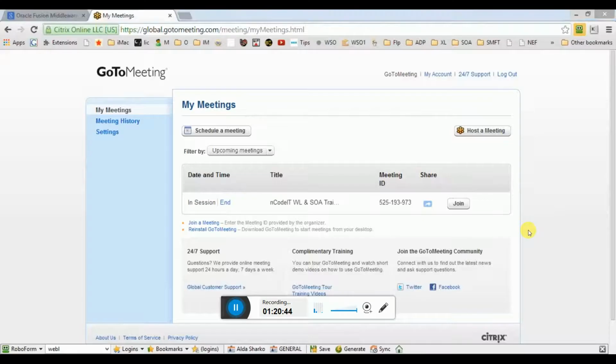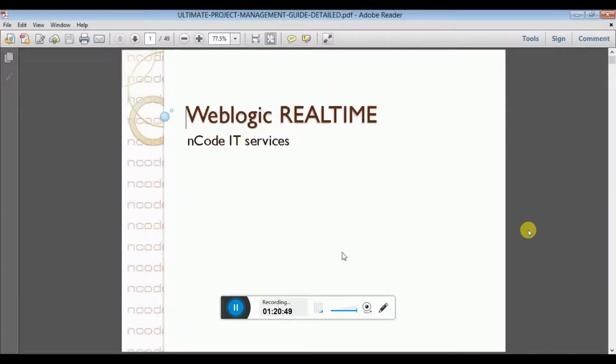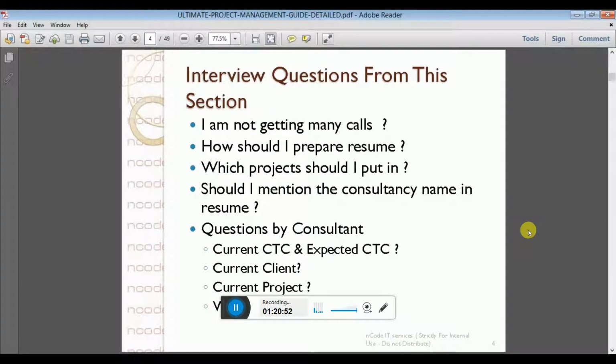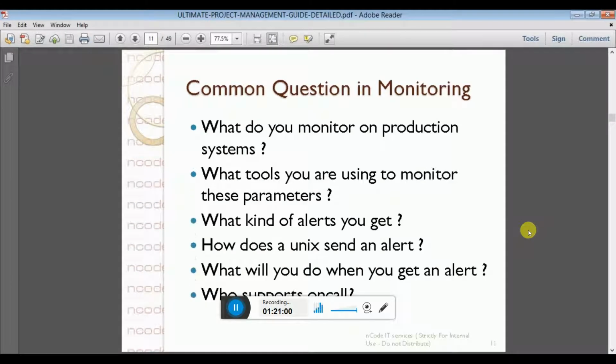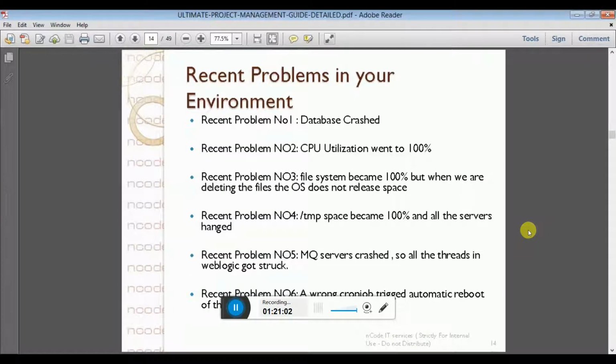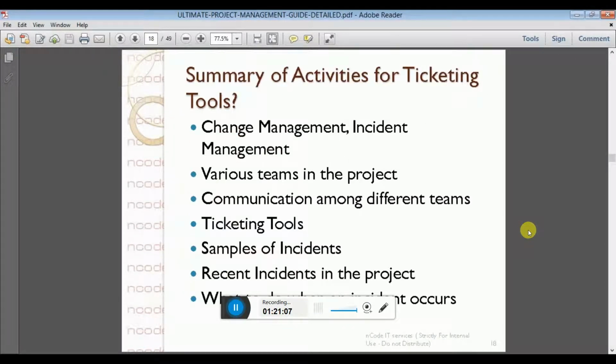Apart from this, there's a quick view of hardware. We have talked about versions, monitoring tool we have talked about, recent problems we have talked about, Unix based monitoring, ticketing tools we have talked about. We talked about what is change management, incident management, various teams in the project, communication among different teams, ticketing tools. We talked about samples of incidents. We'll see recent incidents in the project.